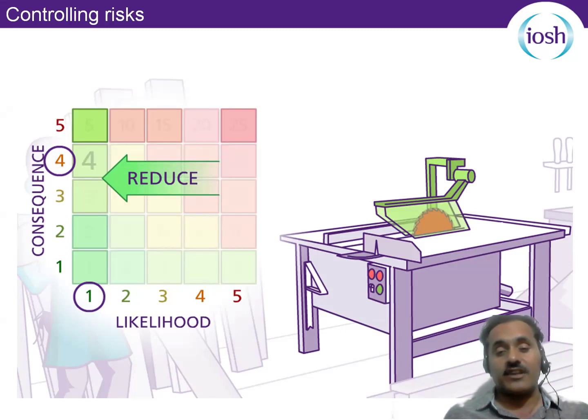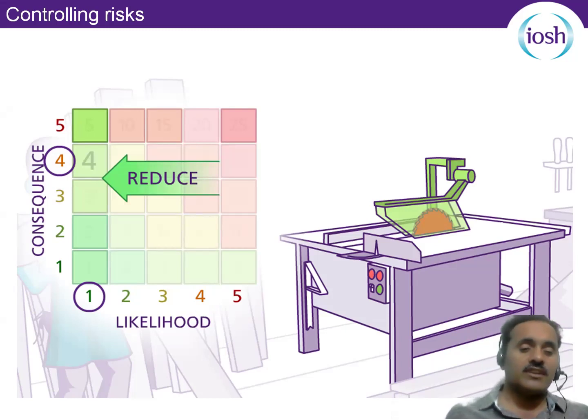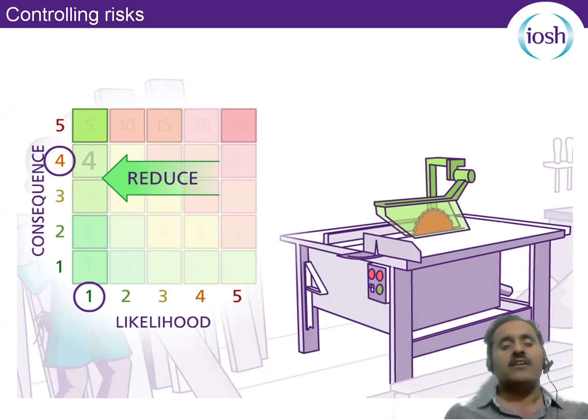But after the installation of this guard, now you can see that the likelihood is shifted from 4 to 1. It means we tried to reduce the likelihood. Now, as per the formula, consequences is 4, likelihood is 1. So 4 multiplied by 1 is equal to 4. Now you can say that your risk level is reduced from 16 to 4.